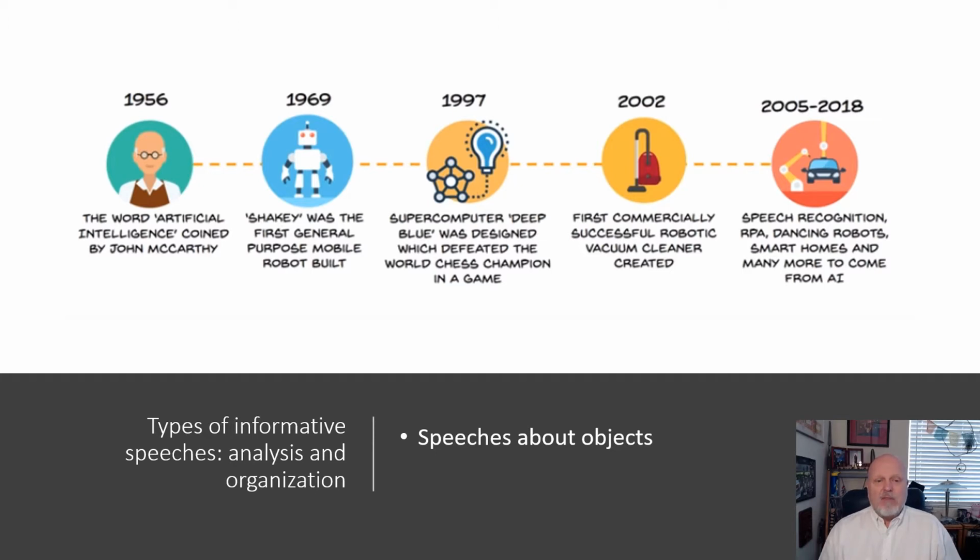Now, these remain informative as long as we are analyzing the overall item and we put in an organizational process where we're not comparing and contrasting it to something else, but rather informing about it. Such as you can see in the slide here, we're talking about the development of artificial intelligence and how the word was originated and then how it's been applied to society over the past 60 years. This is a good way and often a common type of informative speech that you will present.